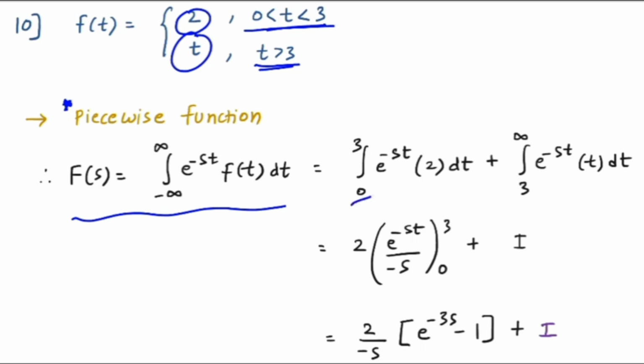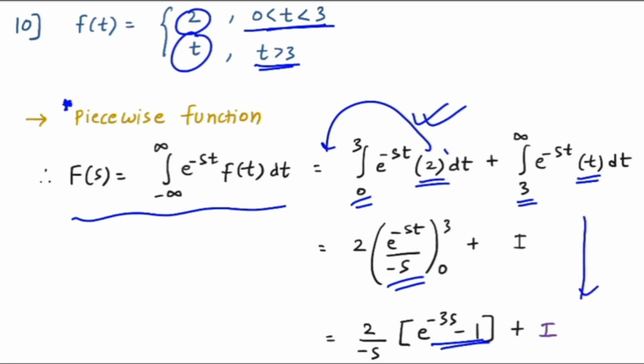Now when your limits are 0 to 3, the function is behaving as 2. When your limits are 3 to infinity, the function is behaving as t. Now you have to solve the integration. This part of integration is very easy. Why? 2 is constant, take it outside. So 2 into the integral 0 to 3 of e raised to minus st dt. The answer would be e raised to minus st upon minus s. The upper limit is 3, the lower limit is 0. So upper limit minus lower limit, the final answer would be this. No problem, the integration was very easy.